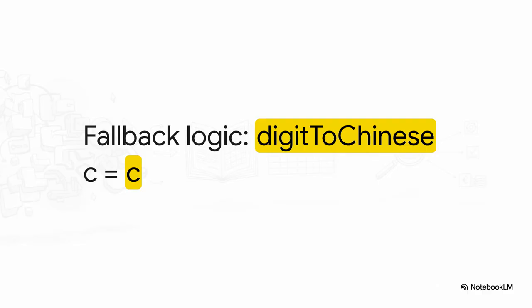Well, that is where the fallback logic comes in. You can see it right here with digitToChinese c = c. This simple catch-all just sits at the very bottom of the pattern matching list. It basically means any non-numeric character, a dash, a letter, a space, just passes right through completely unchanged, which of course prevents the whole thing from crashing.